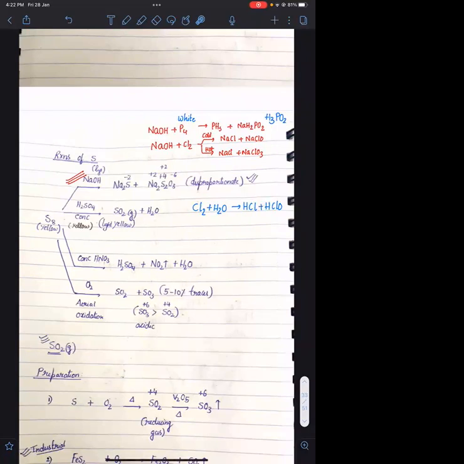Is it clear? NaClO is called sodium hypochlorite. If it is reacted with hot NaOH, in that case you get NaCl plus NaClO3, which is called sodium chlorate. This is sodium chlorate.